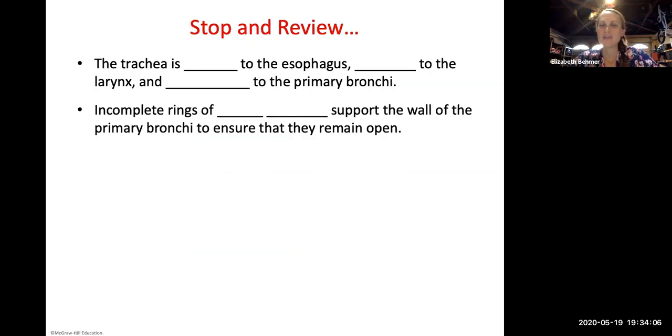Okay, so these are 2 questions that we answer in your notes. The trachea is anterior to the esophagus, inferior to the larynx, and superior to the primary bronchi of the lungs. So that's in your notes. And then incomplete rings of hyaline cartilage support the wall of the primary bronchi to ensure that they remain open.